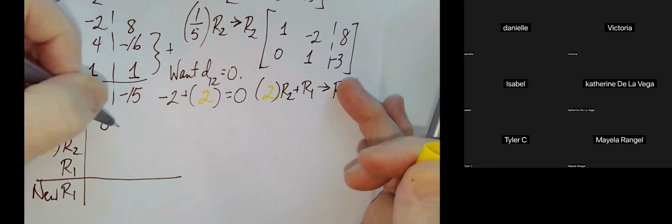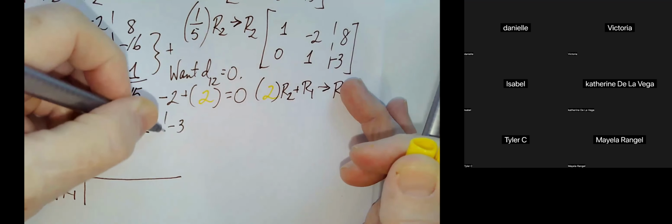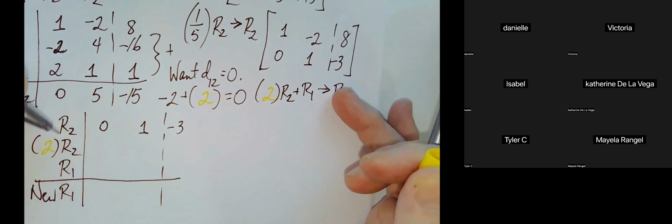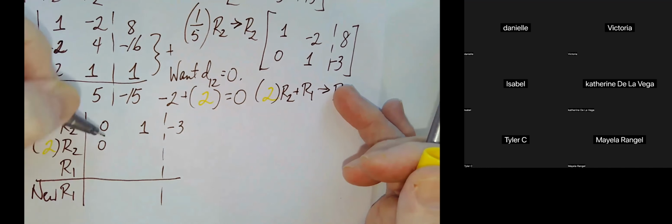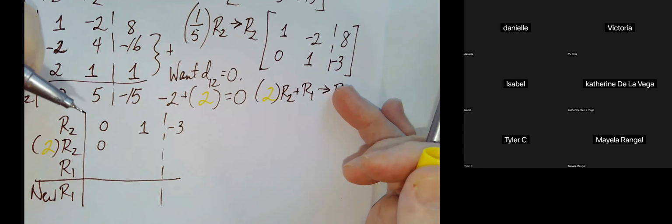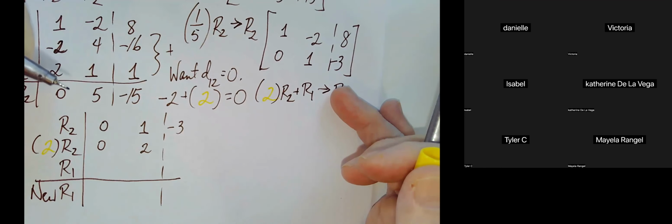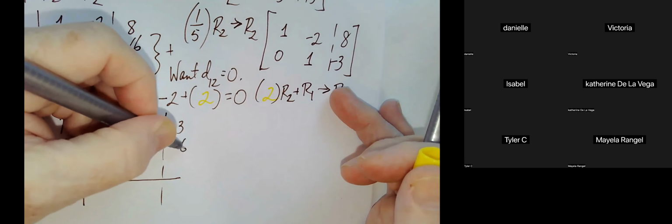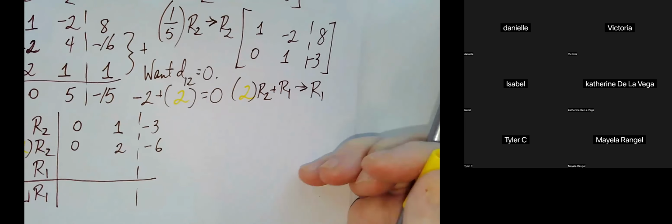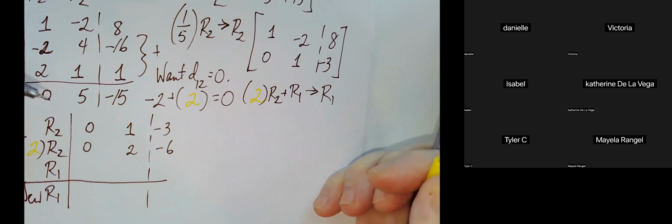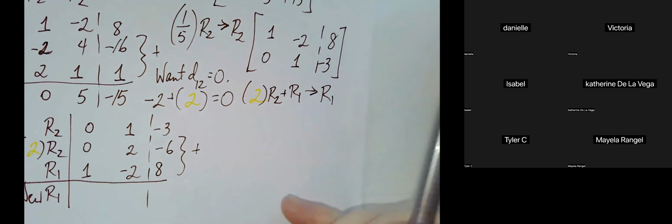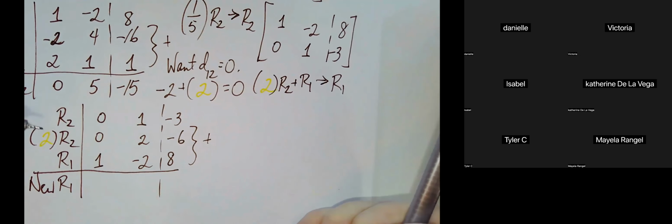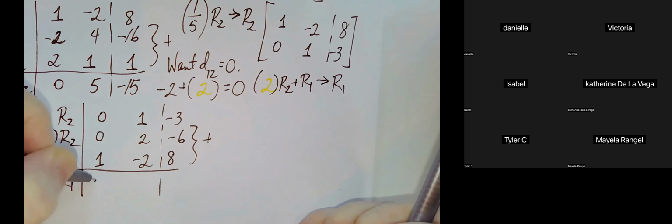Where row 2 is 0, 1, -3. Let's see, what is 2 times that row? 0, 0, 2, -6. Excellent. What is our current row 1? 1, -2, 8. Awesome. And when we add the second and third rows, it'd be 1, 0, 2.